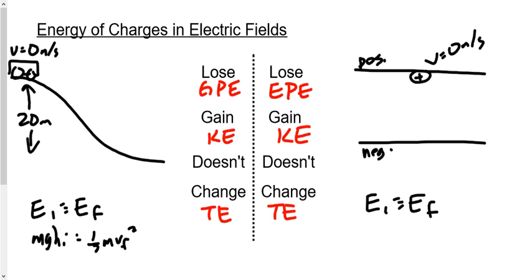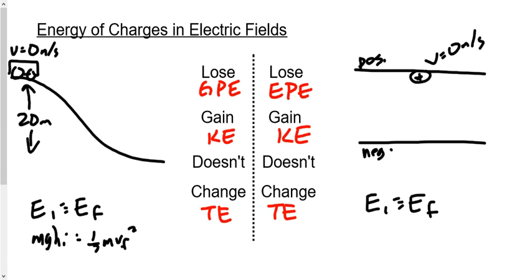Now, here's what I want you to do. Whenever you see a question where a charged particle is speeding up or slowing down, but we'll deal with the speeding up ones right now, I want you to think of it as a car. When a charged particle speeds up, that's like a car going down a hill. So solve the problem as a car going down the hill.